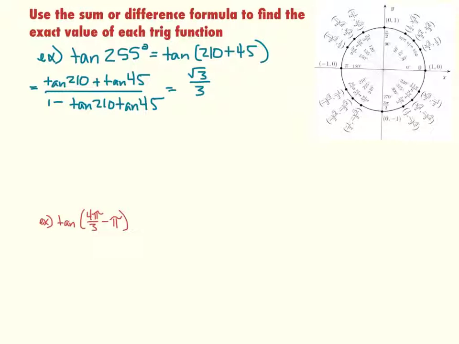Okay, plus the tangent of 45. So 45 degrees, it's square root of 2 over 2 divided by square root of 2 over 2, just 1. So now, just 1 minus those numbers again. Square root of 3 over 3 times 1.